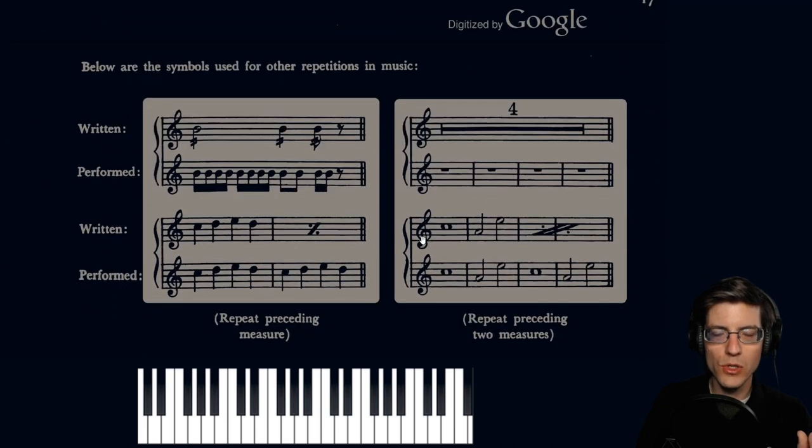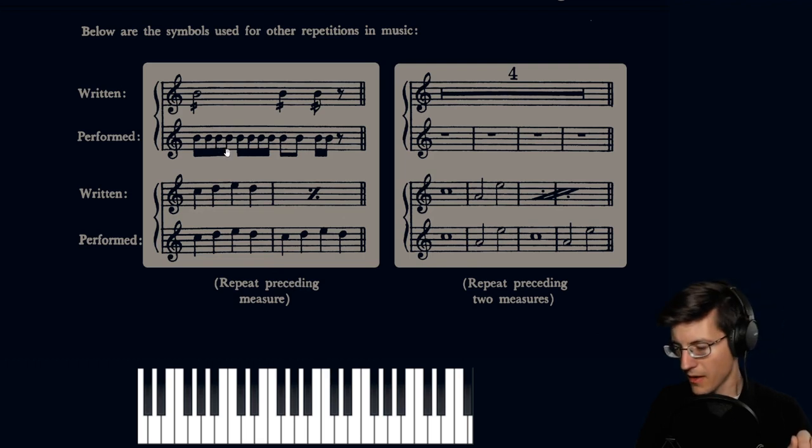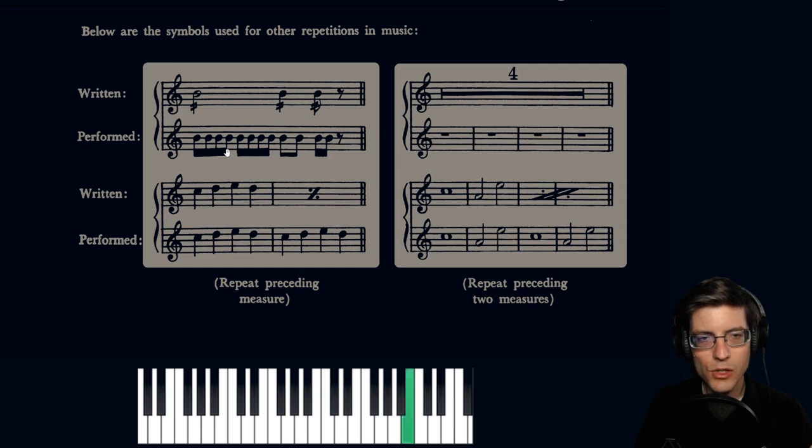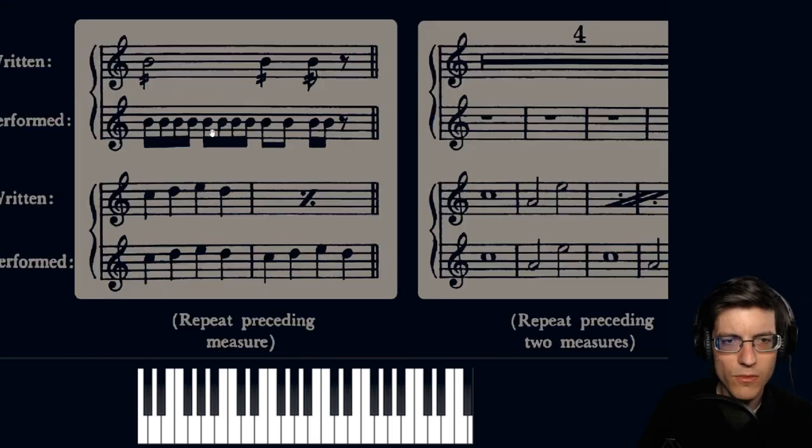Below are the symbols used for other repetitions in music. So if I have these notes here, you see here on the left-hand portion, these are repeating. So if it is a half note with a double slash through it, then it's played as 16th notes. It's rather difficult to see that. Can I zoom in at all?